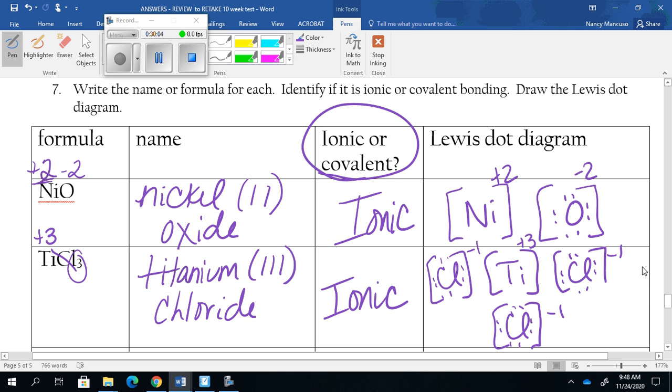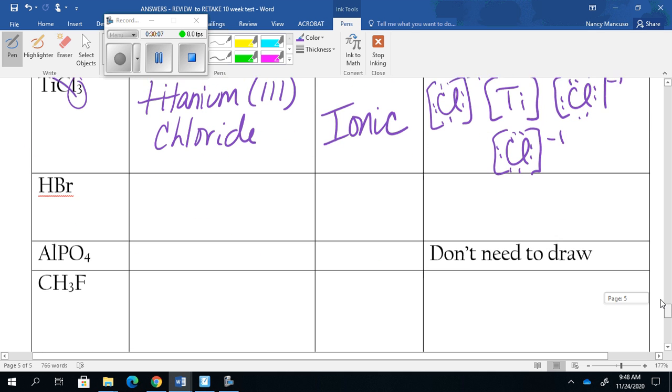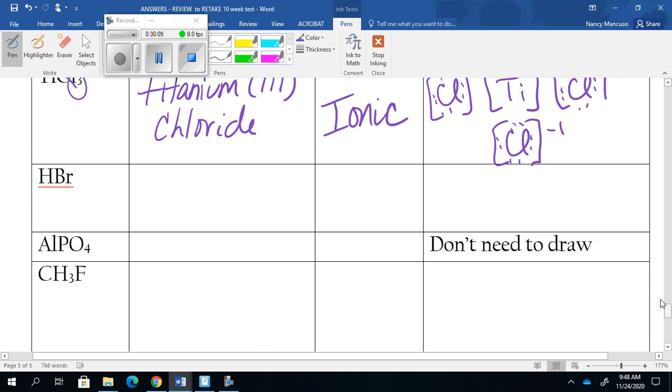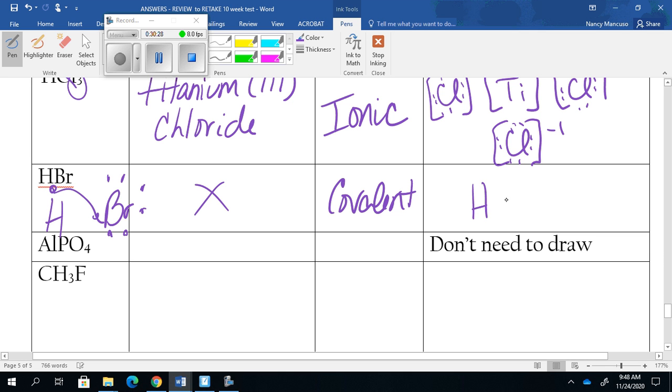Okay, next one. HBr. So I have no metal, so right away, this is covalent, which means I don't have to name it. H has 1, Br has 7 valence electrons. I can loop the lonely pairs. It shows that I have 1 bond between them. So I show the H and a line to the Br. And then Br has 6 unshared electrons, or 3 pairs, 6 total electrons. So I show it like that.